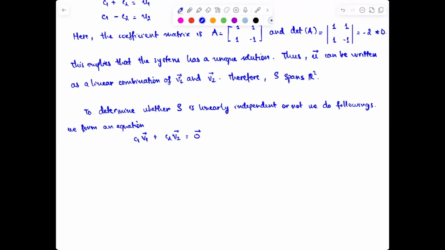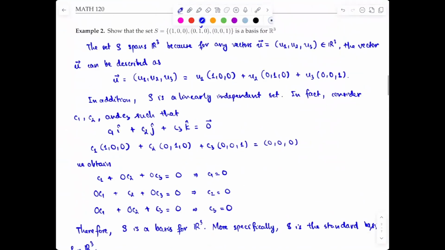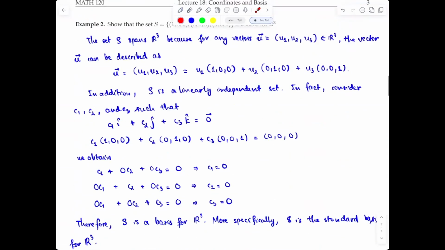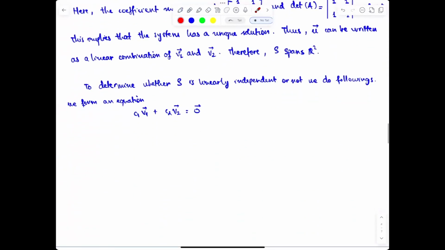By the definition of linear independence, let me go back here to the description. S is linearly independent if a linear combination of the vectors in S equal to the 0 vector only holds when C1 equal to C2, and so on, equal to 0. Okay. So you have this equation, C1 times V1 plus C2 times V2 equal to 0. You know the value of V1, which is (1, 1), and the value of V2, which is (1, -1), and this is equal to (0, 0).